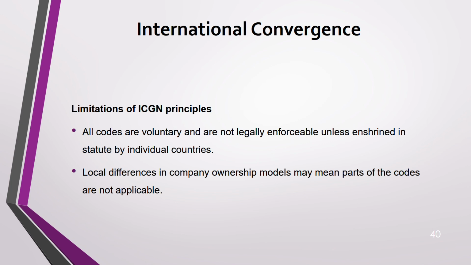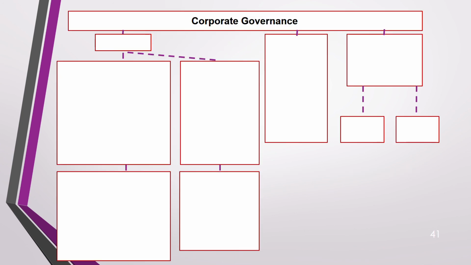Second, local differences. No matter how you try to bring everything into one, so that all the countries need to follow one certain set of principles, there are still some local differences. Because of that, it's very difficult to impose one set of principles on every country, because every company's ownership is different. Some may be family, some may be outsider. So part of the codes are not applicable. Maybe some part of the ICGN principles you can apply, some part you cannot. So ICGN principles also have their limitations.